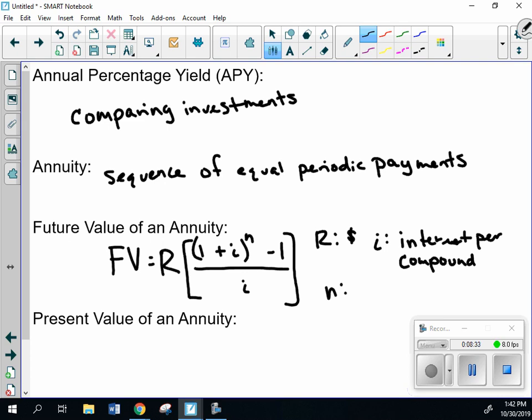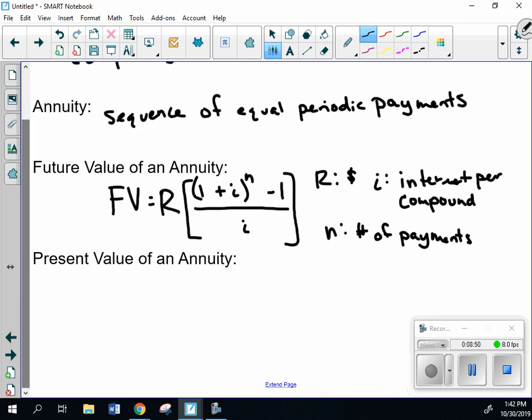N is going to be your number of payments. We'll look at a specific situation where we'll talk about what is the R, what's the I, what's the N. It'll make it a little bit easier. But for right now, this is just our formula. So future value is the projected, which obviously makes sense, it's future. Present value. This one obviously is going to be money that is put into an annuity at the present value.